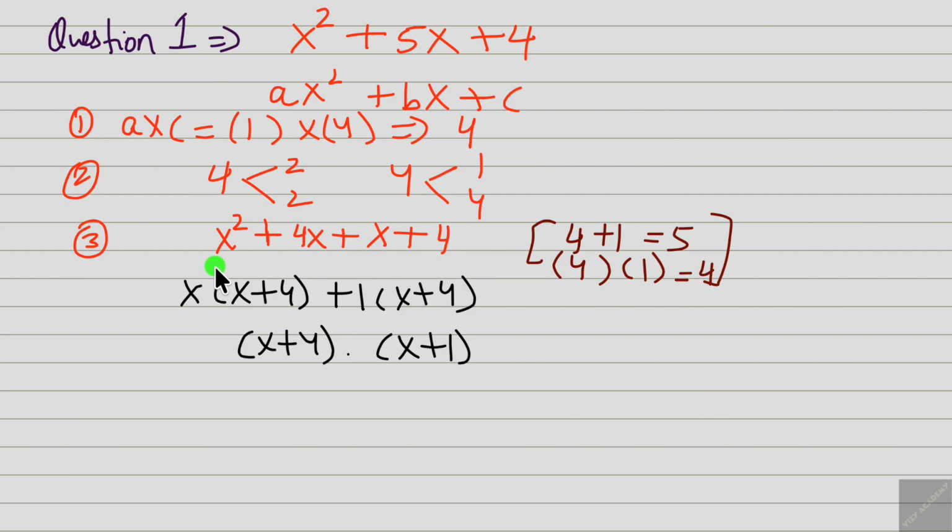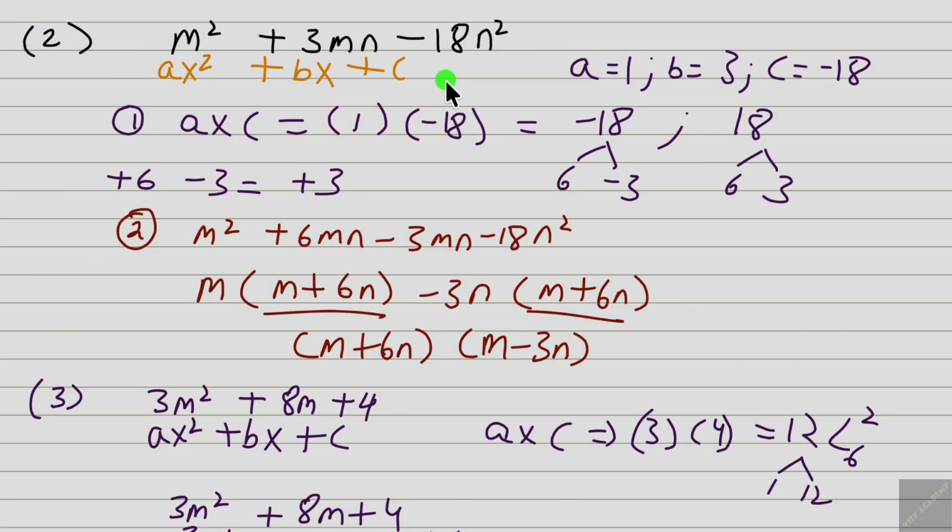Now from the first two terms, the GCF of x square and 4x will be x, so it will be x times x plus 4. The next one will be plus 1 times x plus 4. So it will be x plus 4 times x plus 1, because we can take x plus 4 common from both the terms. Another question here with negative c or negative a.